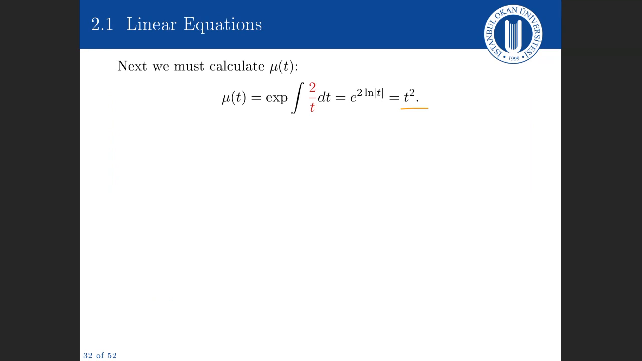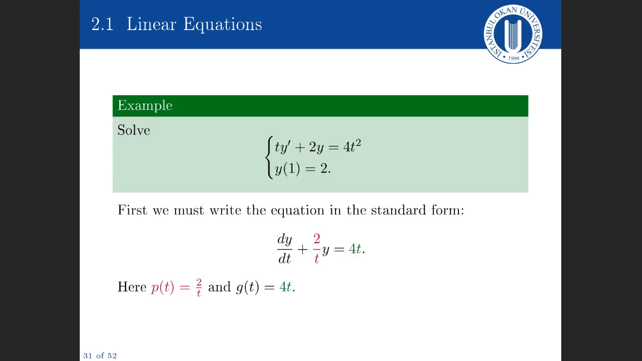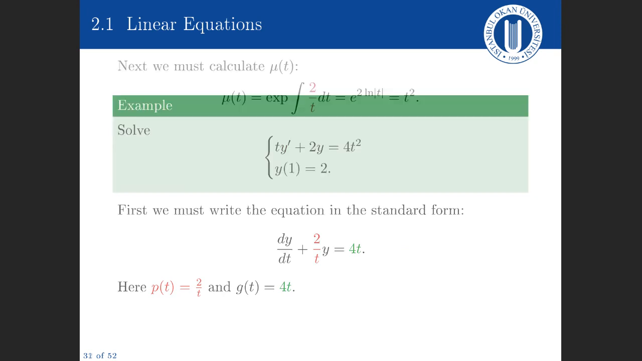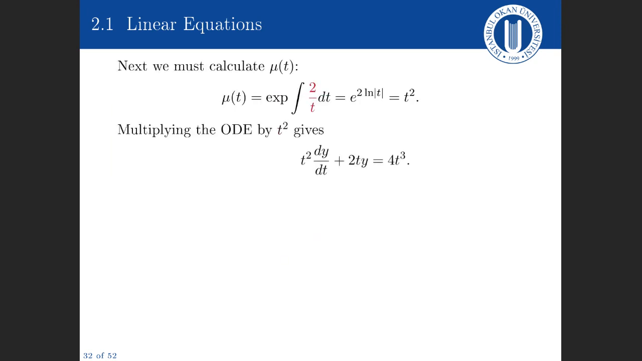We want to take our equation and multiply by t squared. And if there's any confusion, when I say you take our equation, I mean this equation. We're going to take this equation, which I've pointed to with an arrow, and we're going to multiply it by t squared. We obtain t squared dy/dt plus 2t y is equal to 4t cubed.